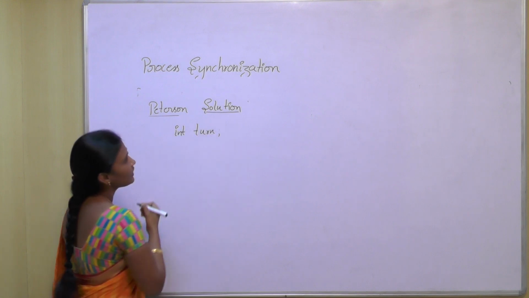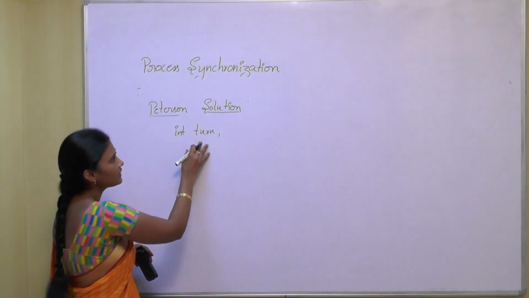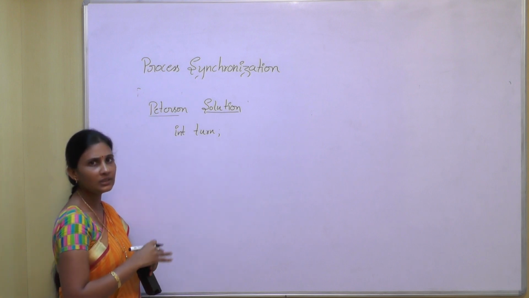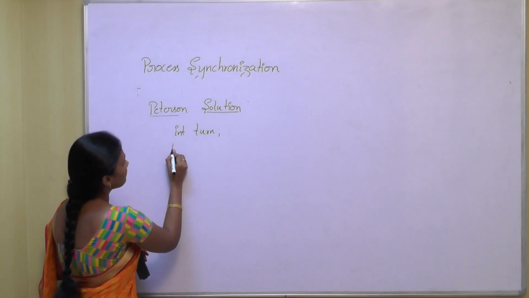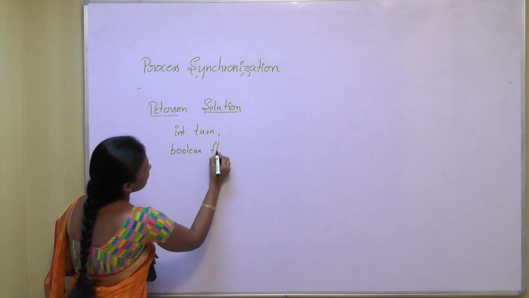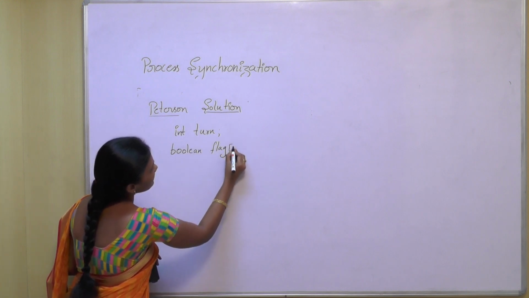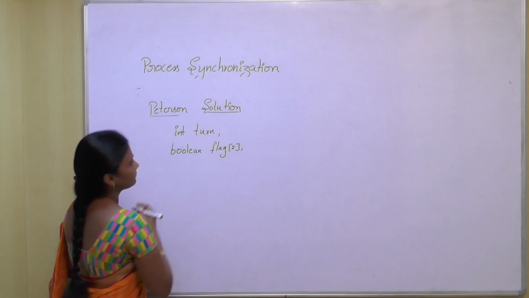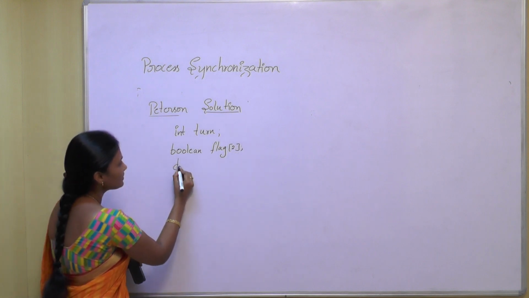Turn is one variable. It indicates which process wants to enter into the critical section. And we consider the other variable, flag. Now this is the code.